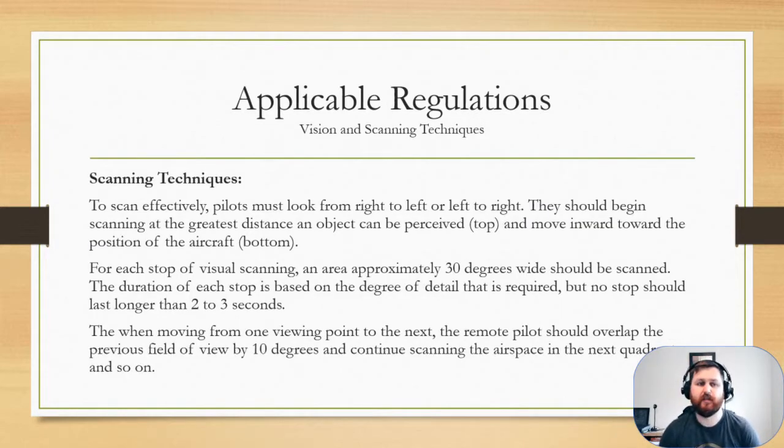So scanning techniques. Essentially, to scan effectively, pilots should be looking from right to left or left to right, scanning at the farthest distance away from them that can be perceived, and then moving slowly back towards the bottom and to the actual position of the aircraft as a whole. When you're scanning, per FAA guidelines, they recommend you scan an area approximately 30 degrees wide, with about a 10-degree overlap, and you should be scanning and stopping for about 2 to 3 seconds as you go through it.